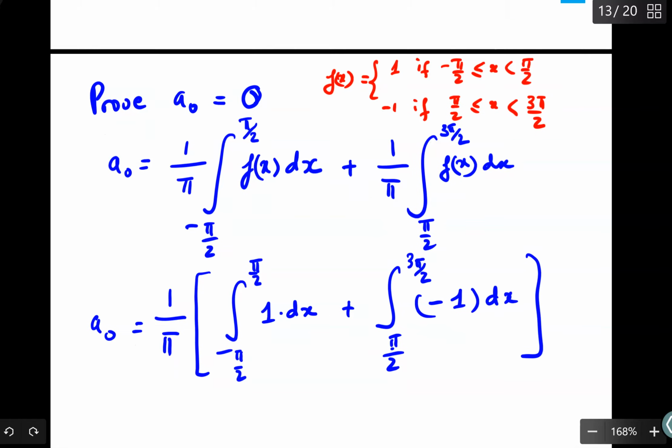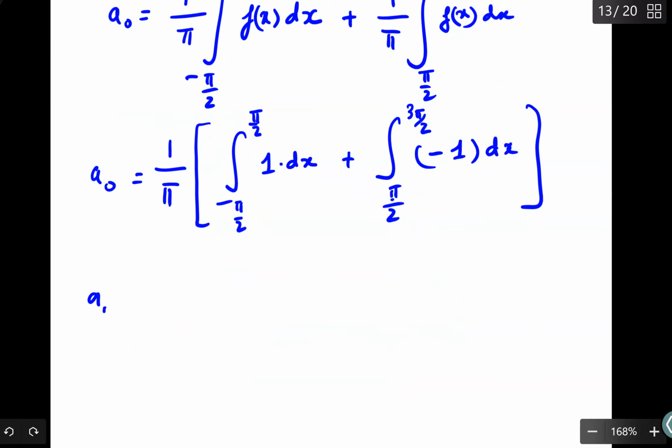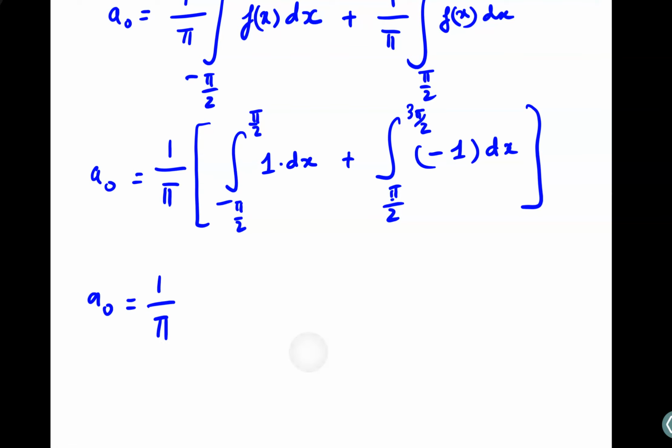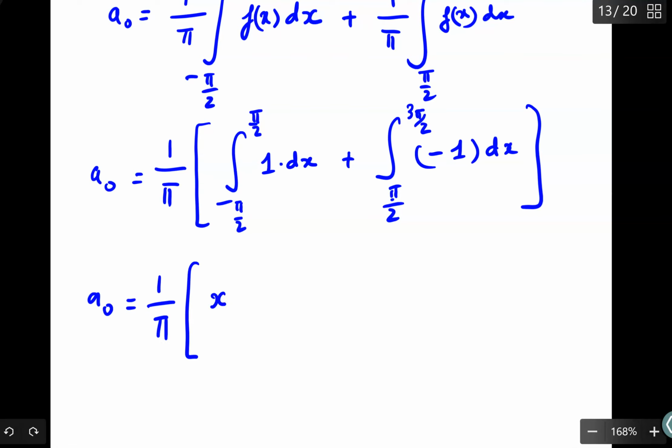Close the bracket. So what is the integral of 1 dx? The integral of 1 dx should be equal to x, but I must evaluate x from negative pi over 2 to pi over 2. And in this part, what you do is also equal to 1, but you pull out the negative.